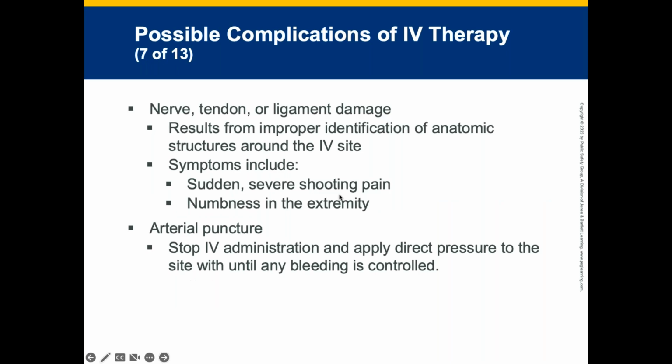All right, nerve, tendon, and ligament damage. This is why we don't do blind IV sticks and why we don't fish for veins, because this can actually cause damage to the nerves and the tendons and ligaments. It's a result from improper identification of anatomic structures around an IV site. Risk increases with the IV site choice around joints, and the symptoms include sudden severe shooting pain, numbness in the extremity as well.